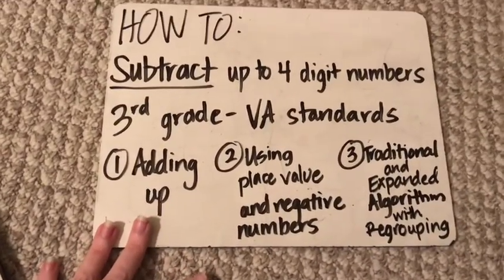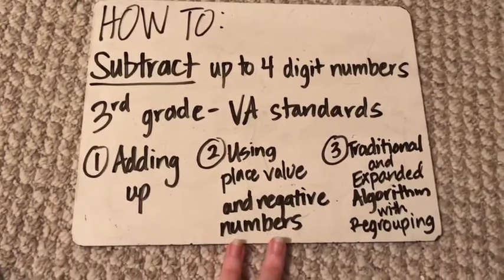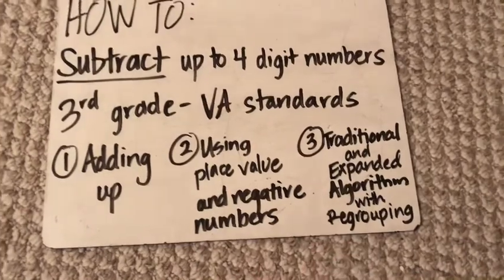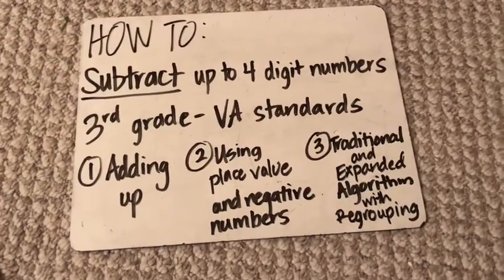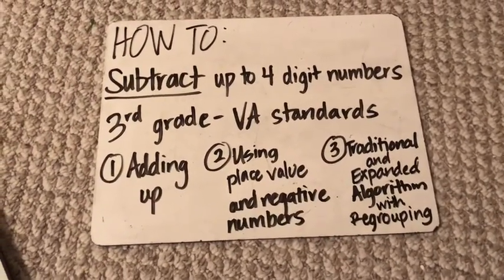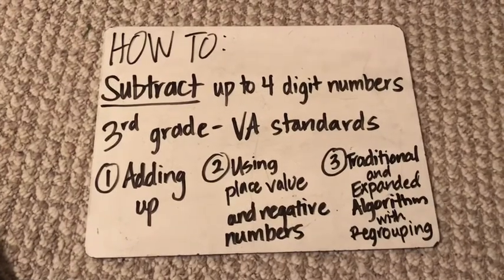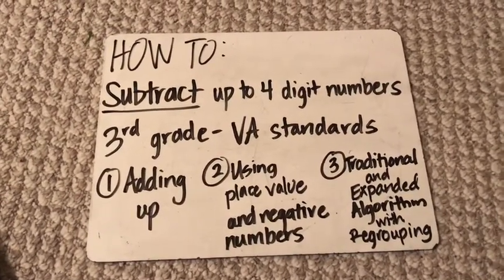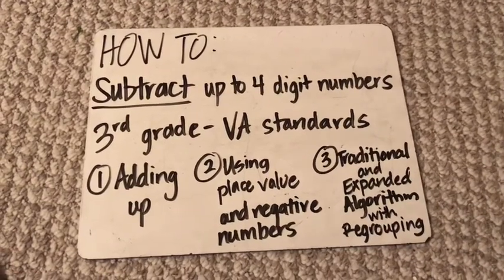The first strategy I'm going to show you guys is adding up. The second strategy is using place value and thinking about negative numbers. And the third strategy is the traditional algorithm, and I'll also show you the expanded algorithm with regrouping.